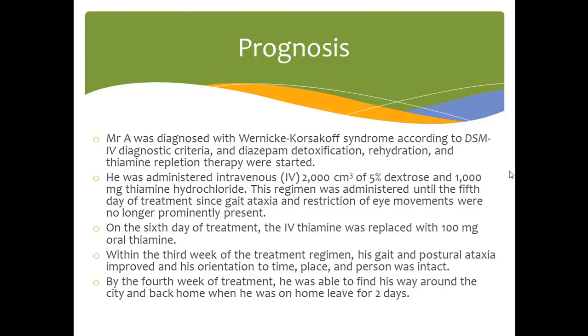And they started to see a restriction of eye movements were no longer prominently present. And on the 6th day of treatment, they switched him over to 100 milligrams of oral thiamine, and within 3 weeks, his walking improved, his ataxia, his balance improved, his orientation to time, place, and person was intact, and by 4 weeks, it's 1 month, you were unable to find any of the symptoms. He was able to find his way back around the city, and he was home and left on home leave for a couple of days. So this was a man who was significantly impacted by a thiamine deficiency, and it was reversed within a month.